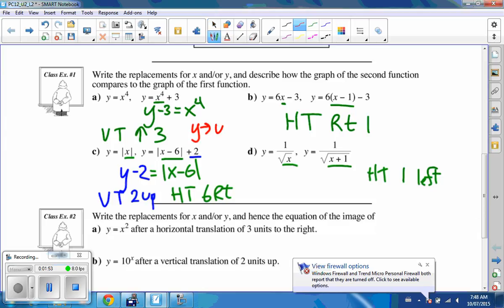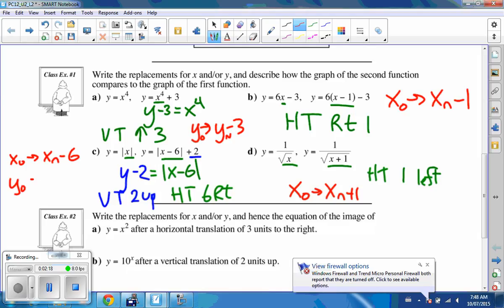In terms of my replacements, here I have y being replaced by y minus 3, or y old equals y new minus 3. Here I have x old being replaced by x new minus 1. Here I have x old being replaced by x new plus 1. And here I actually have 2 different replacements. X old gets replaced by x new minus 6. Y old got replaced by y new minus 2. Okay, so hopefully that's making sense.